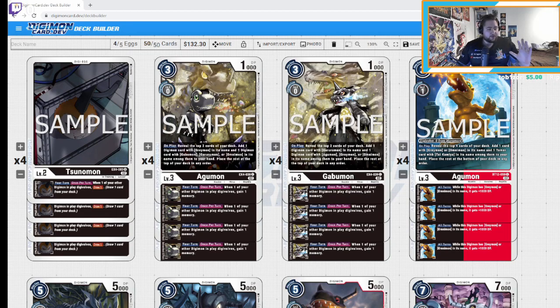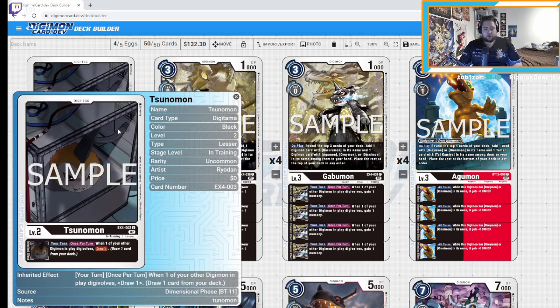Okay, we are right now at the decklist. We start with our egg that comes out in EX04. Once per turn, when one of your other Digimon is in play, DGG Wolf, draw one. This deck functions like this: you have a rookie on board, and then you evolve the other rookie, so you have Garumon or Agumon on board.